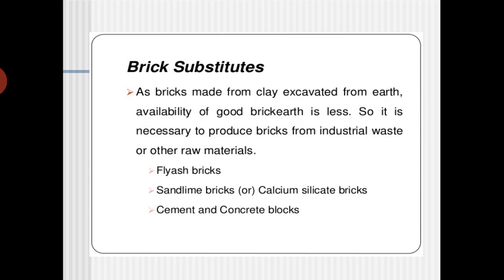Brick substitutes. So as brick is made up from the clay excavated from the earth, availability of the good brick earth is less, so it is necessary to produce the bricks from the industrial waste or the raw materials. See, sometimes what will happen is that of course if you see the earth structure, the availability of the clay material on the earth is very less compared to aggregates. Many stones are available, even you can manufacture the cement with the help of them, but when it comes to the aggregates and the bricks, the availability of raw material for the aggregates is more, the raw materials for the bricks is very less.